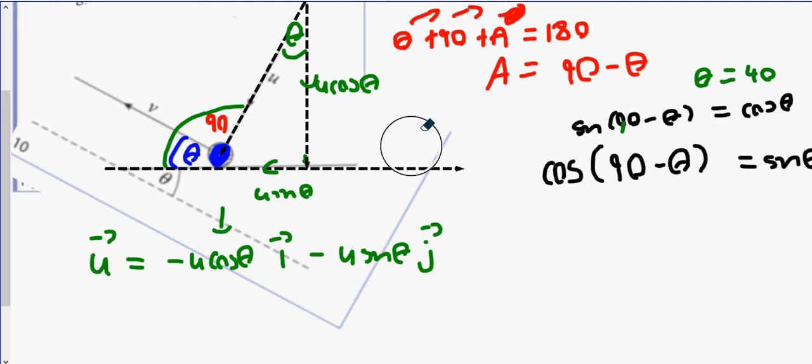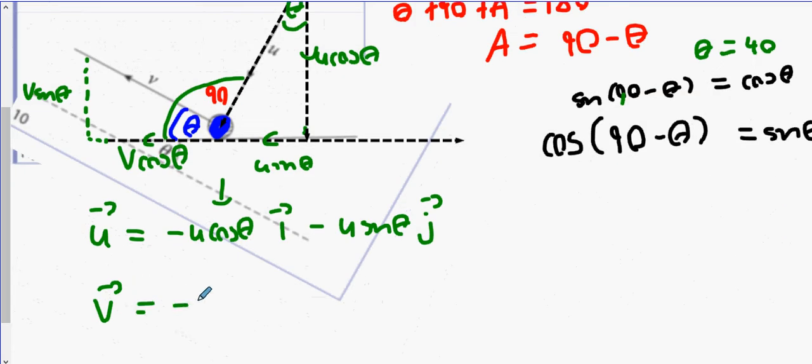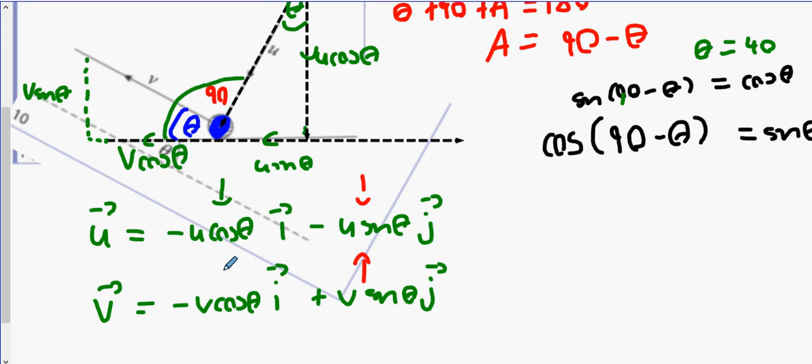Now, for v, we're going to have phi cos theta in the i direction, and we're also going to have phi sine theta, and it gives us an e value of 2/3. That's phi cos theta i plus phi sine theta j. It's plus phi sine theta j because it's on its way upwards. That one's on its way down. Sorry, that's left.